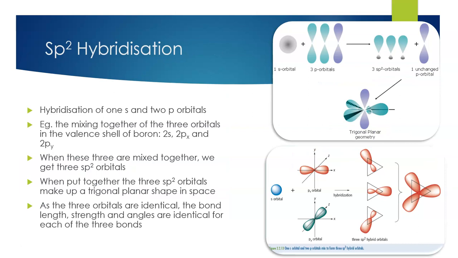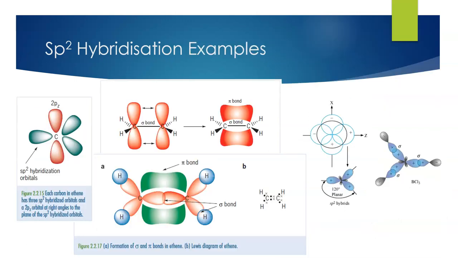sp2, we're now talking 1 s and 2 p orbitals. This we will usually see in our trigonal planar geometry with the empty orbital sitting through that central atom in an axial position. Okay, so this is the mixing of the 2s, 2px, and 2py. And we get these 3 being mixed together to form degenerate orbitals. So therefore we have sp2 pointing to the vertices of an equilateral triangle. They're identical. The bond length, strength, and angles are all identical for each of the 3 bonds.